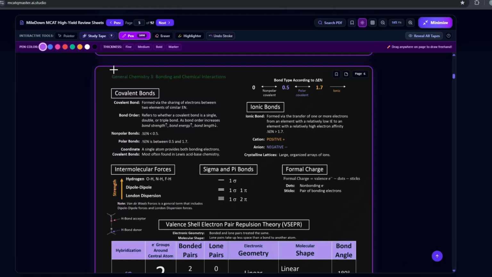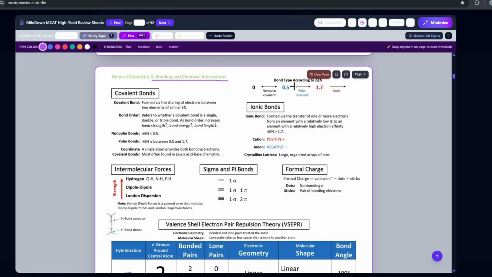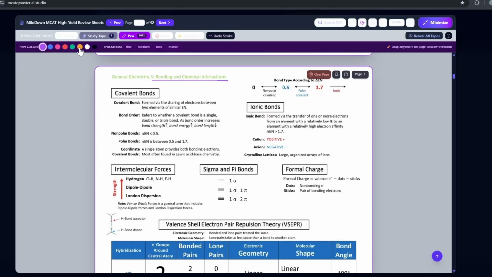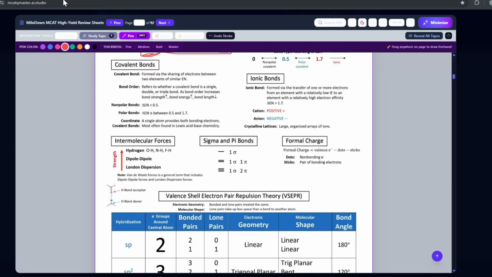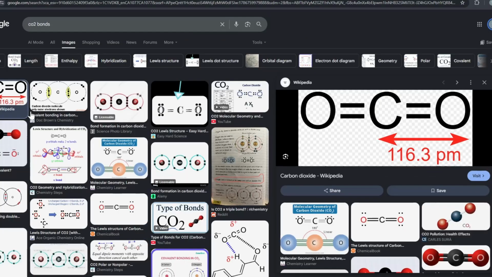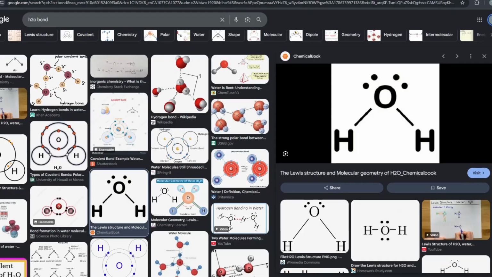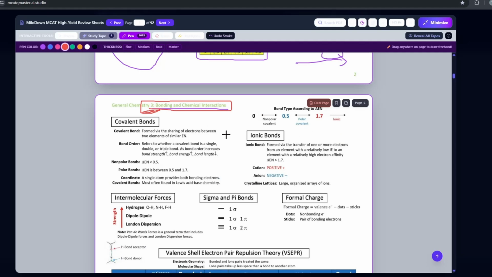Okay, so now we're on General Chemistry 3, which is about bonding and chemical interactions. I will stay on light mode for now, and then we'll go from there. So bonding and chemical interactions is going to be about how these elements in the periodic table are able to interact with each other and eventually bond. Okay, so they can bond together, meaning they're kind of like connected, right?